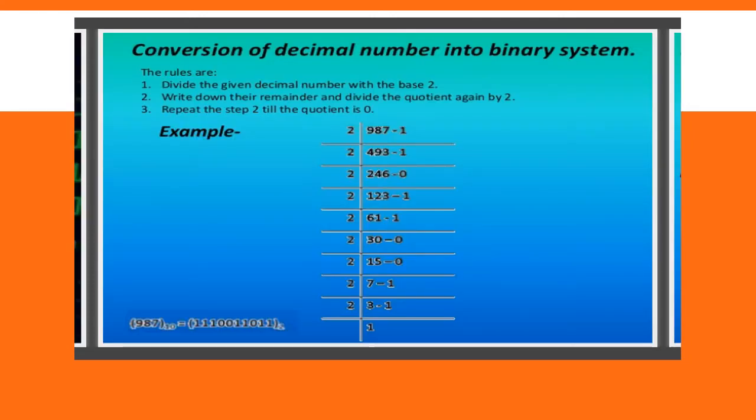Conversion of decimal number into binary number system. The rules are: divide the given decimal number by the base 2. Write down the remainder and divide the quotient again by 2. Repeat the step till the quotient is 0.